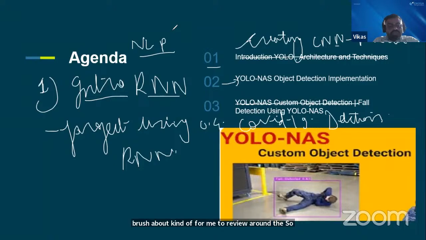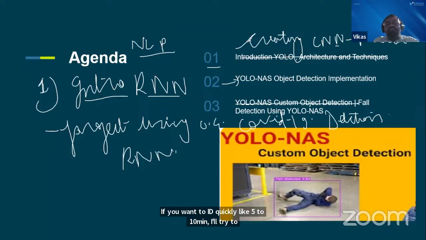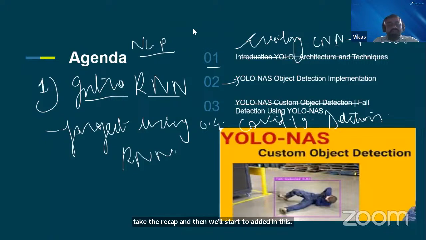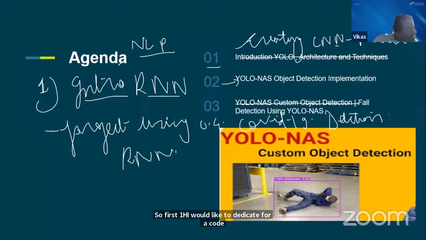So I will try to cover the basic NLP, like how we perform tokenization, and then we perform stemming, data cleansing, data pre-processing. If you want, I will quickly, like 5 to 10 minutes, take a recap, and then we'll start the RNN, guys. So first 1 hour I'll dedicate to code implementation for computer vision, and the second 1 hour I'll keep here.